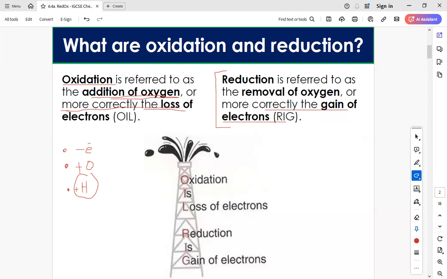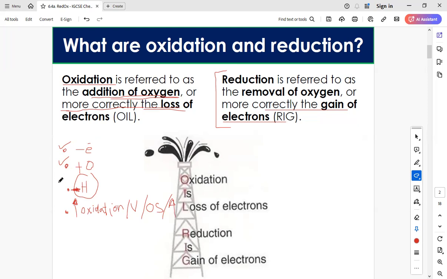Another point is an increase in the oxidation number. An increase in the oxidation number is also oxidation. So if your oxidation number becomes more positive, it's also oxidation. You have to remember all these points: either a loss of electrons, a gain in oxygen, a loss of hydrogen, or an increase in the oxidation number, or the valency, or the oxidation state. An increase in the positive charge, that is all oxidation.